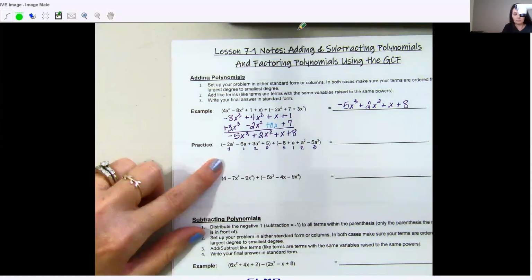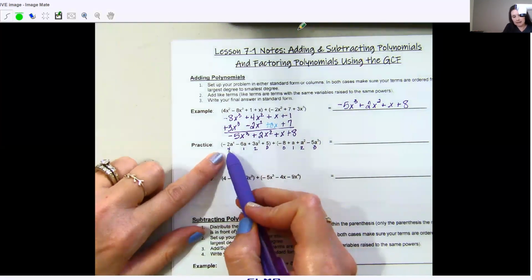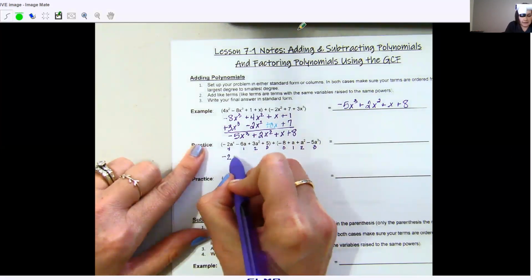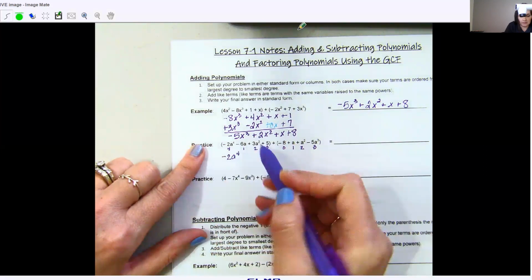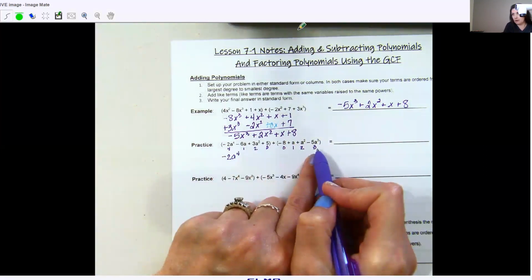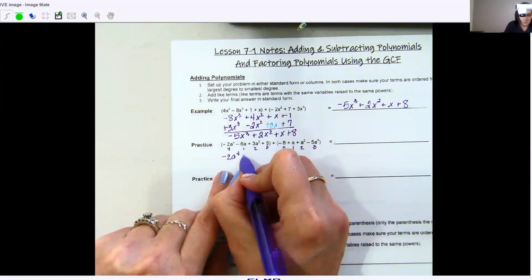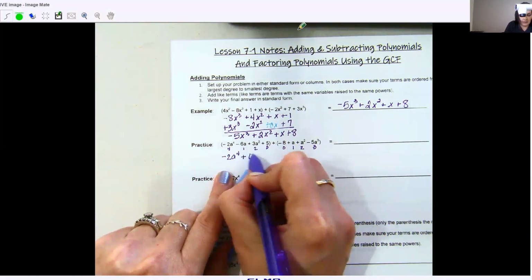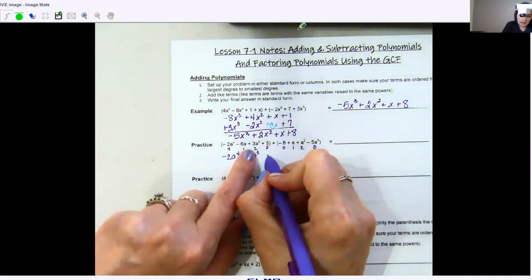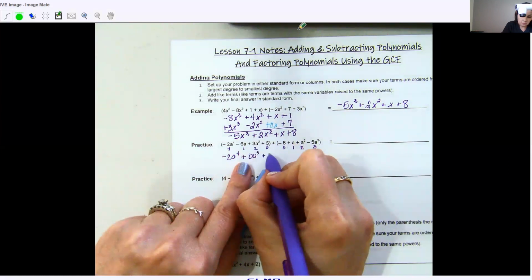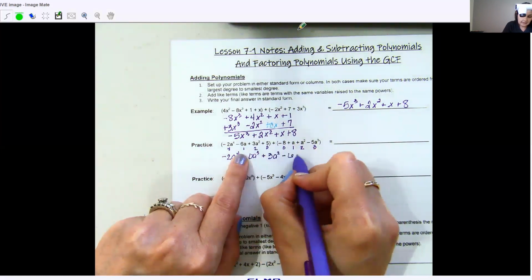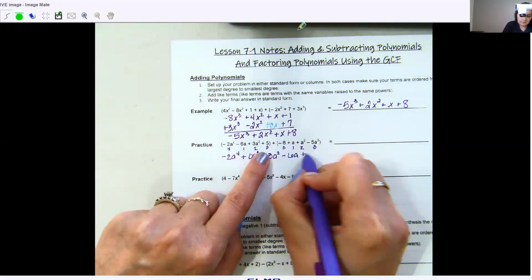Okay, so I'm going to start with my highest degree here, and I have negative 2a to the 4th. And then I am going to leave a space for this one right down here. So I'm going to put plus 0a cubed. And then I have plus 3a squared for this one, minus 6a plus 5. Okay.